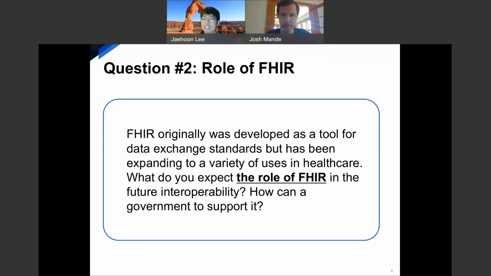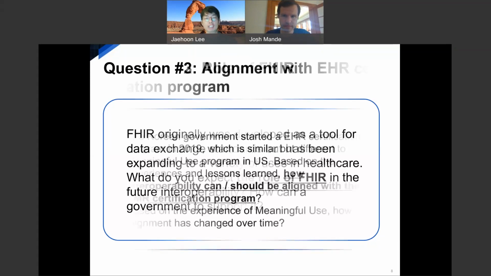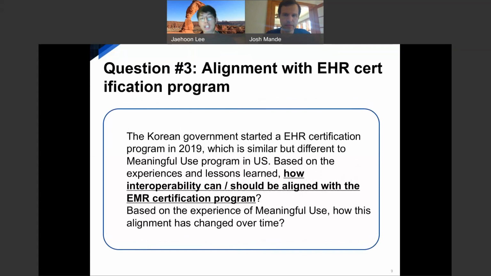Okay, yep. Thanks for the insight. Let's move on to the next question. It's more related to government program initiative, but let me just continue. It's about alignment with the EHR Certification Program.